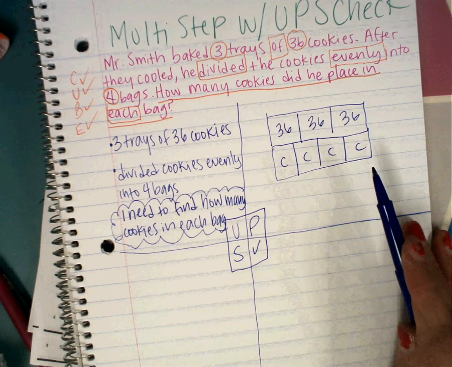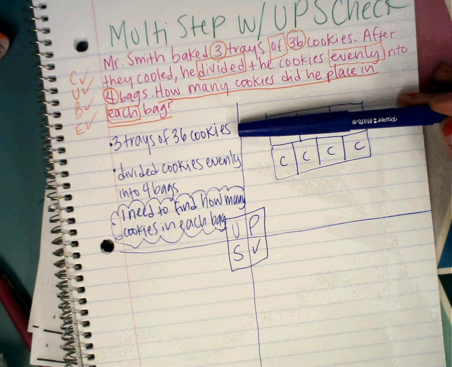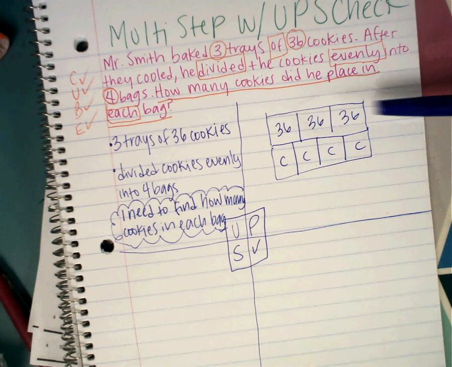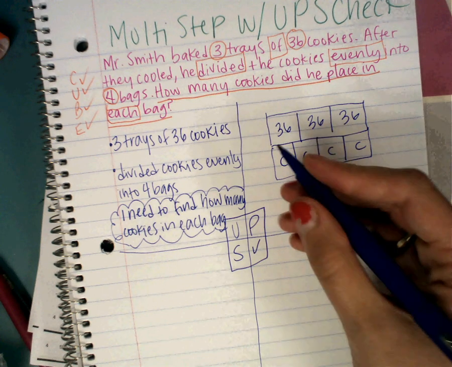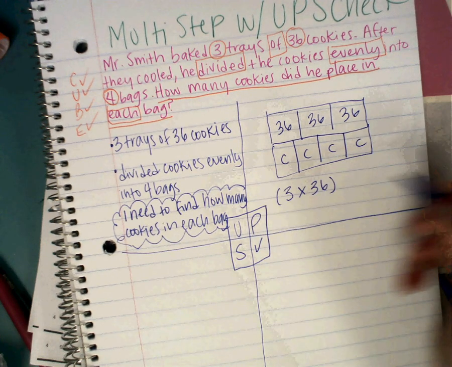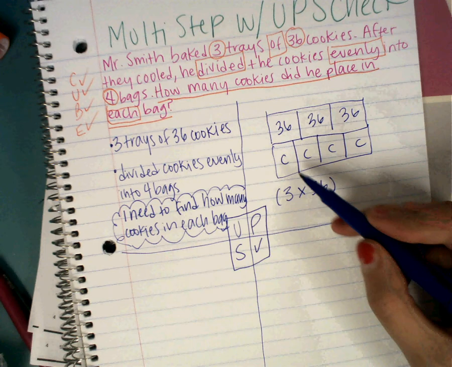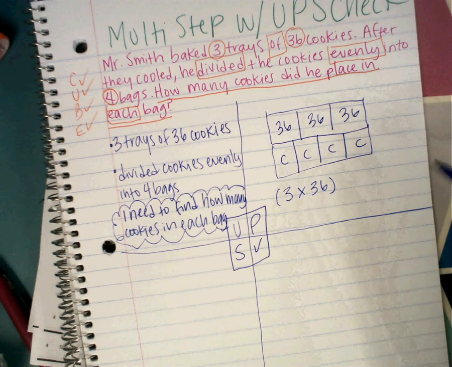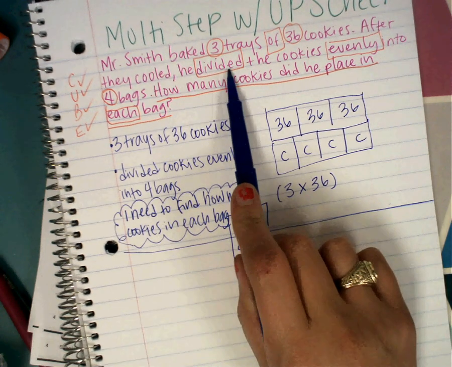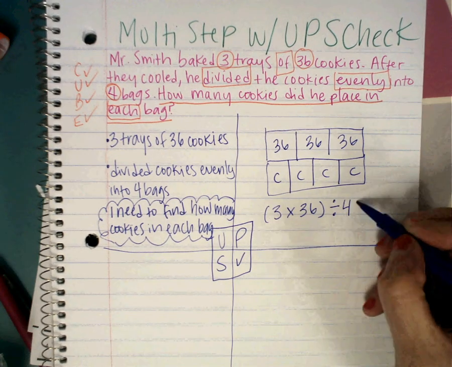All right? So let's come up with an equation here. What's the first thing we need to do? Let's look at the first part. 3 trays of 36 cookies. Well, how do I find out how many cookies there are altogether? Well, I'm going to be multiplying 3 times 36. And then whatever I get, so that's why it's in parentheses, I'm going to have to split those into 4 different bags. I'm going to be dividing them into 4 different bags. So I'm going to divide by 4, and that will equal C.